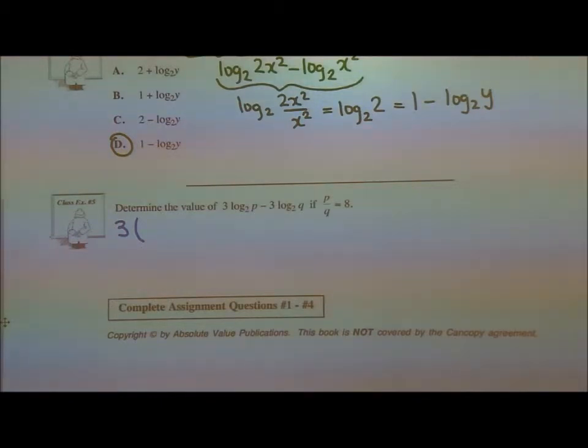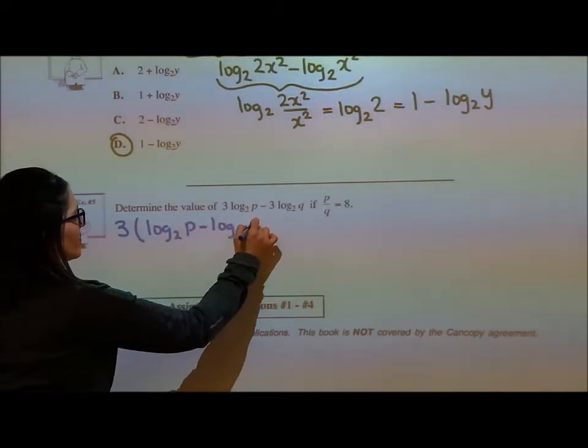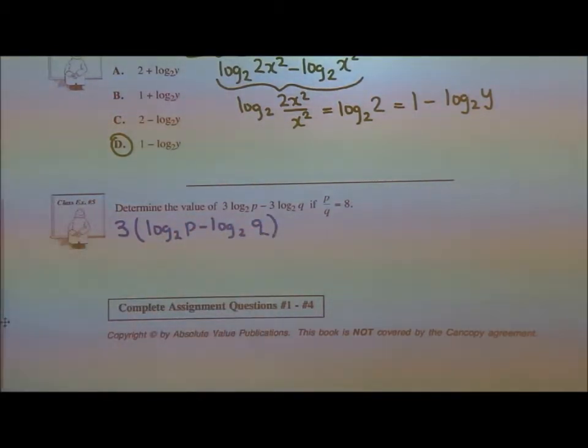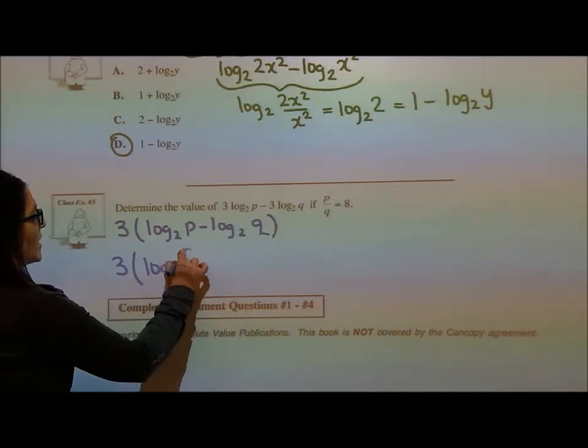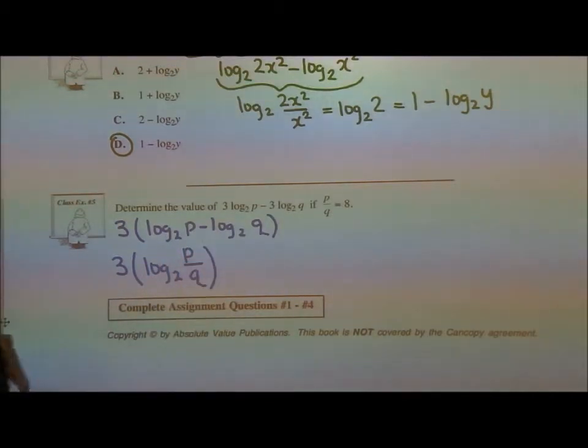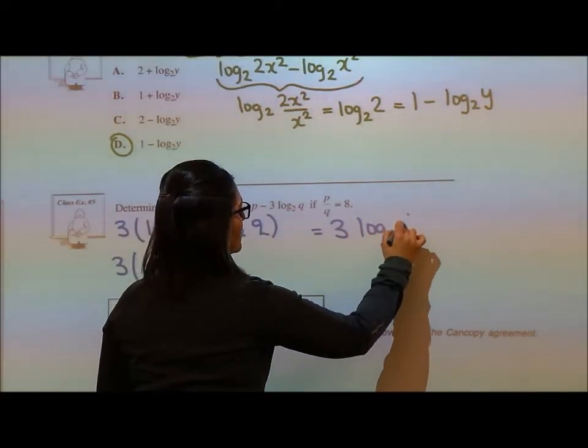Three, or like log base 2 of P minus log base 2 of Q. My two logs are being subtracted, so what law can I use? Quotient. Now I get log base 2 of P divided by Q. But what do I know P divided by Q equals? 8. So instead of P divided by Q, I can now write 8.